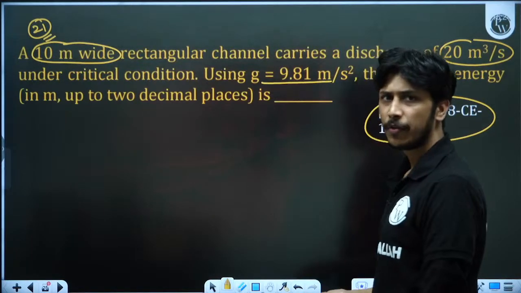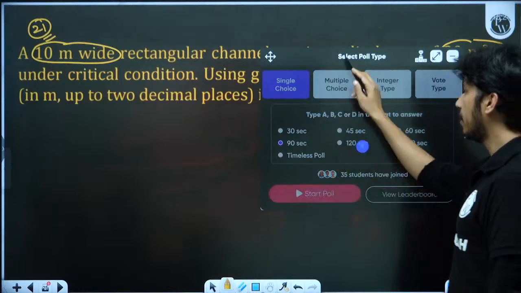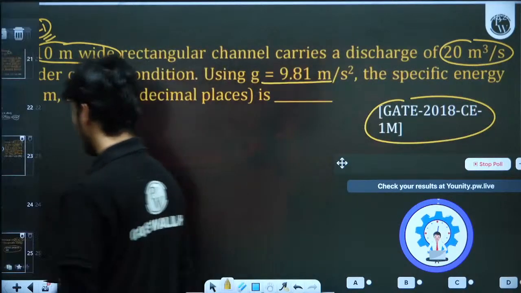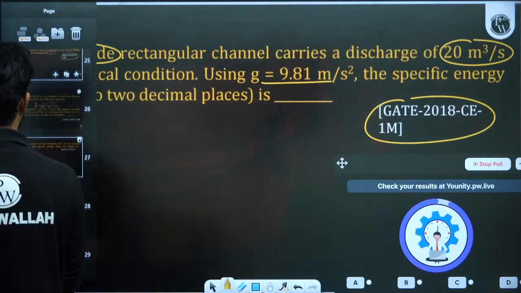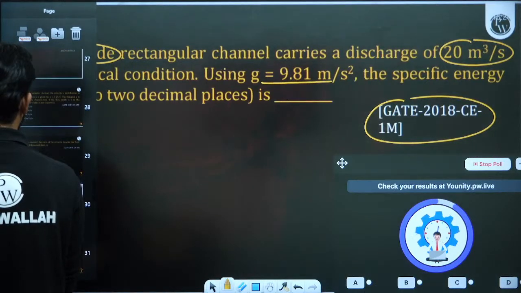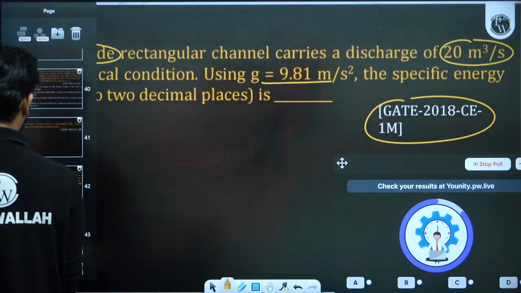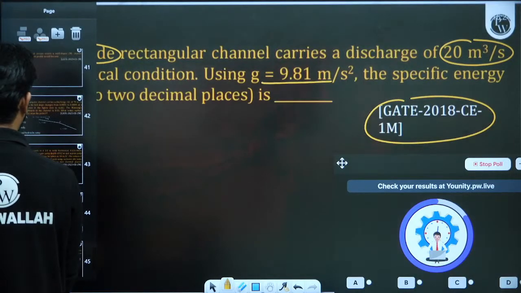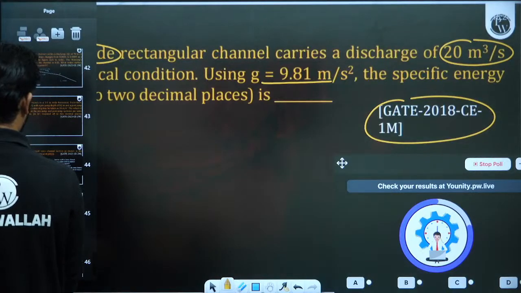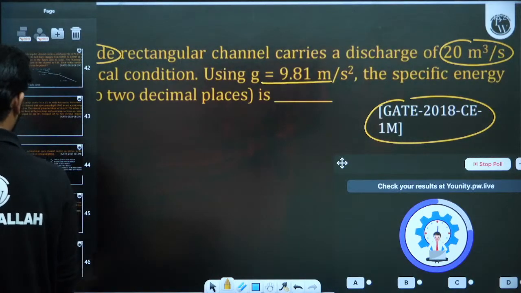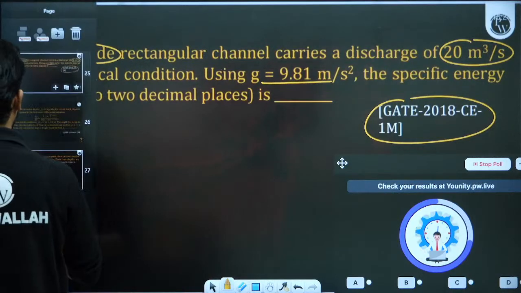So this is a very simple question. I will just give you 90 seconds. This is a very easy question. You can easily solve this. Solve this question quickly.